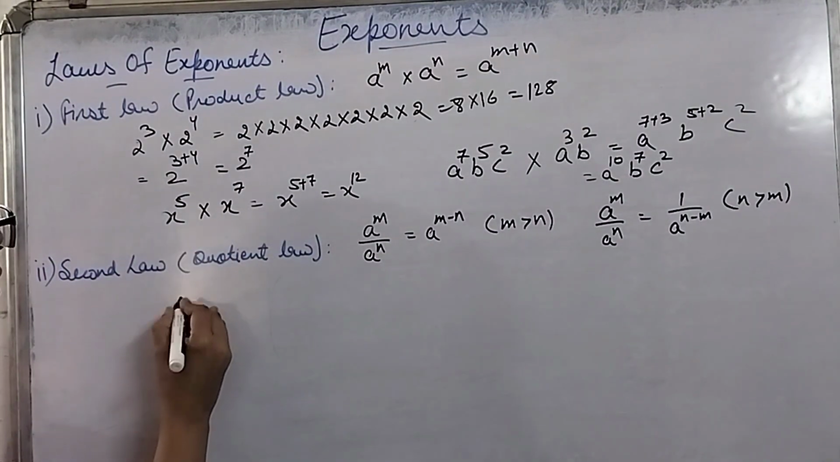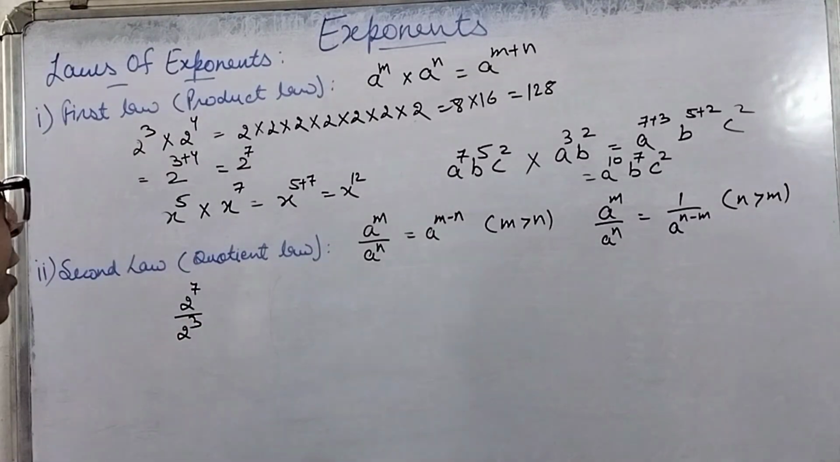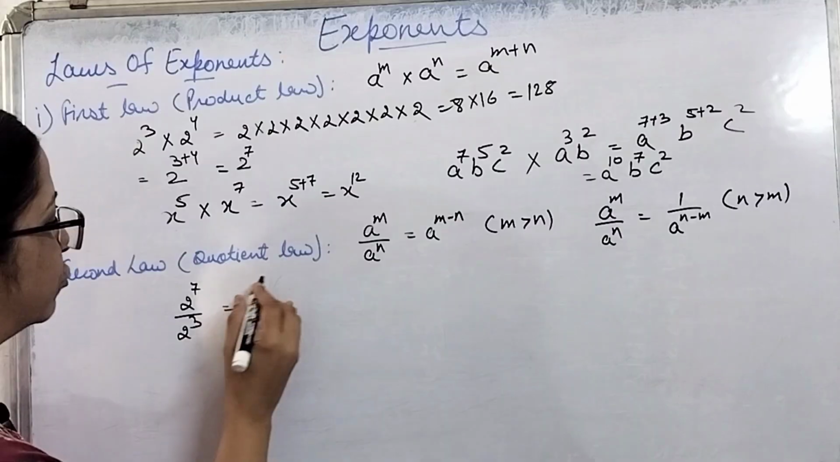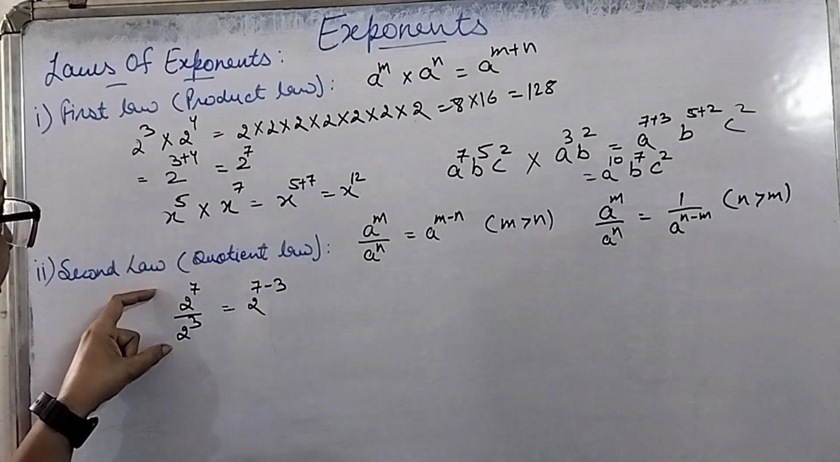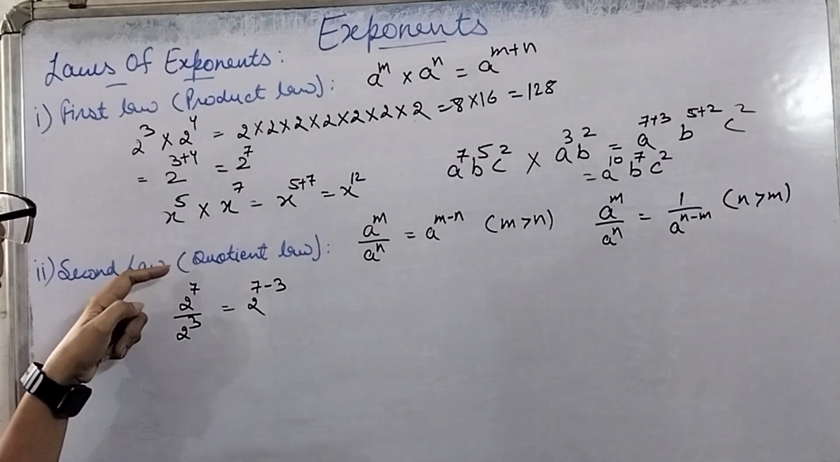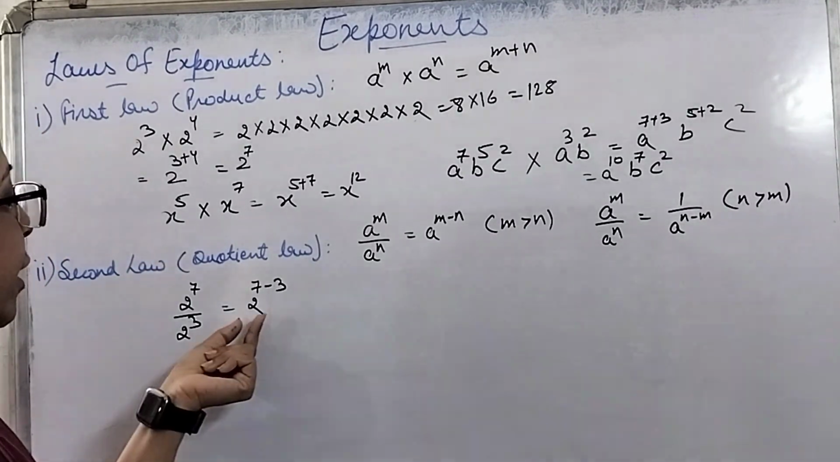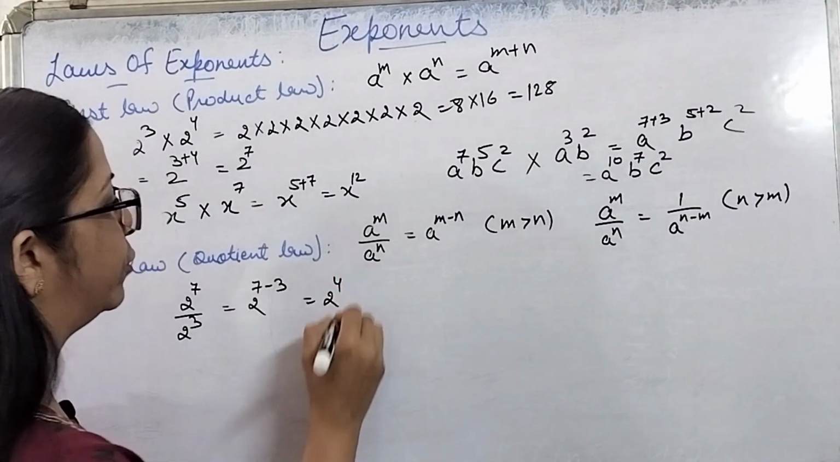Suppose your numbers are 2 raised to the power 7 divided by 2 raised to the power 3. So according to your second law of exponent, what will the value be? 2 raised to the power 7 minus 3, because the bases are the same and we are dividing these two numbers. One is 2 raised to the power 7, another is 2 raised to the power 3. So what will the quotient be? 2 raised to the power 7 minus 3, that is 2 raised to the power 4, will be the answer.